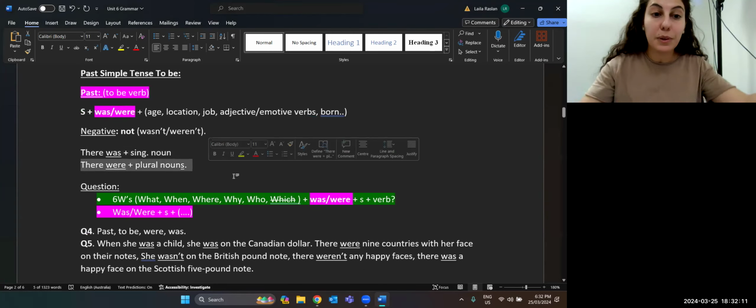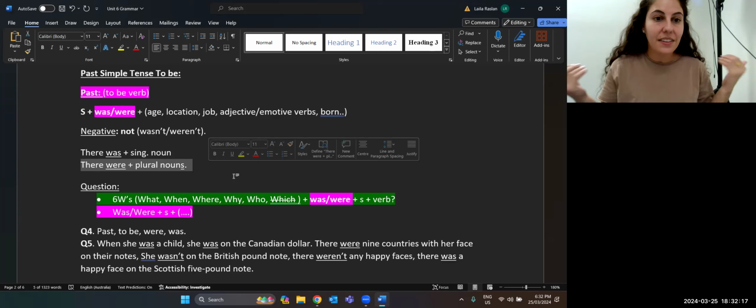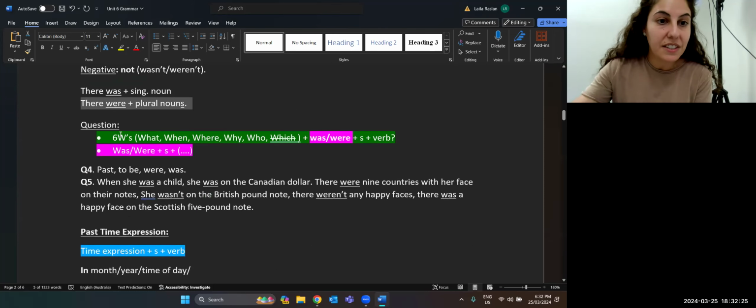There were is for plural. There were many students last year in this class. There were so many people at the party. There were a lot of people on the bus. There were a lot of people in the city. And to make a question, we have the W's: what, where, when, why, who. Then we put the verb to be, subject, verb. Or you can make the question with was or were and the subject.